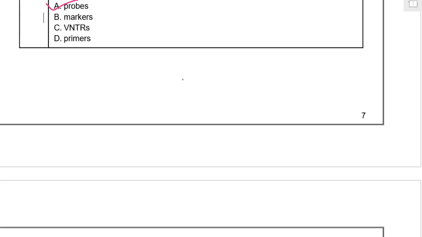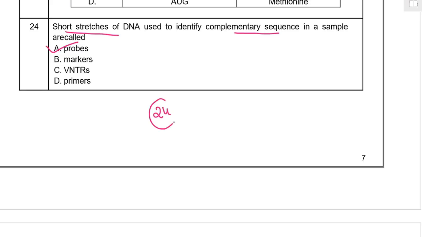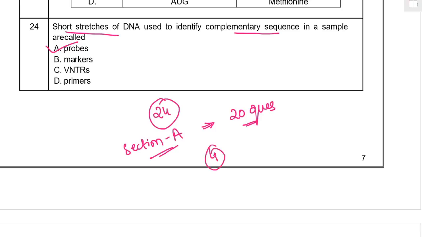Okay, so we are done with all 24 questions in section A. But in your exam, out of 24, you have to attempt 20 questions, and the first 20 you attempted would be evaluated. So make sure that if you are not confident in 4 questions, then don't attempt them. Attempt only the 20 questions you are sure about, because otherwise it would lead to losing your marks.